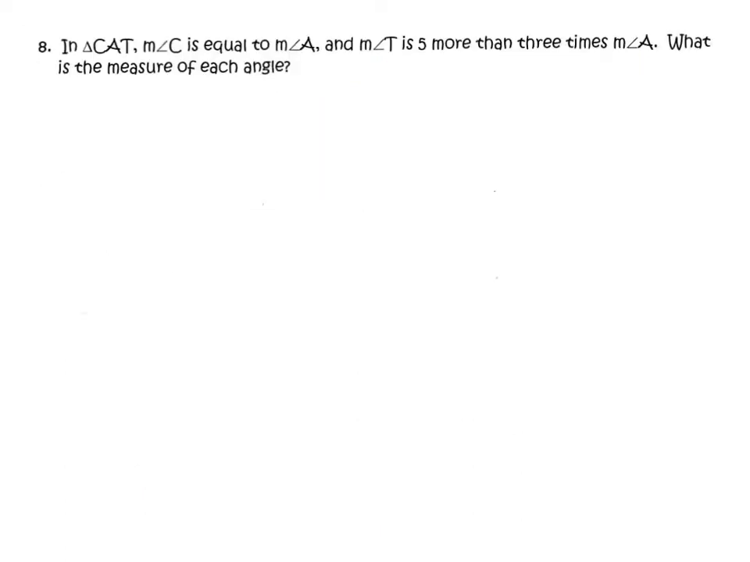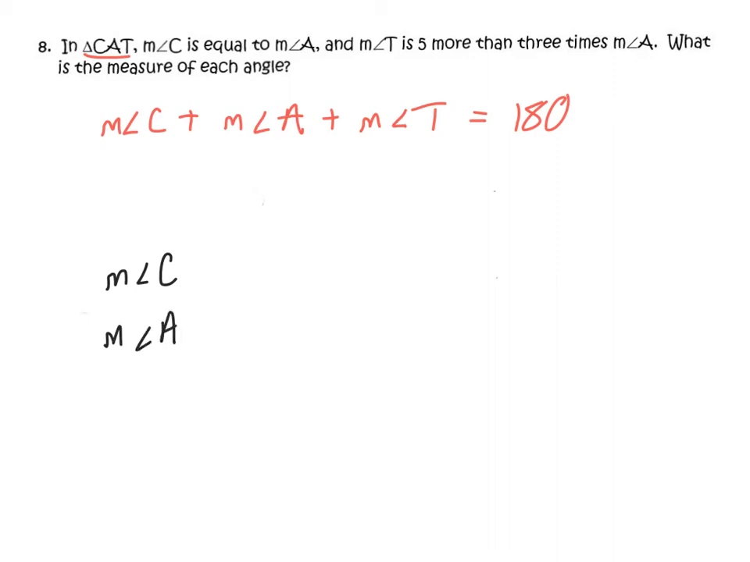For the next example, we're talking about triangle CAT. So let's jot down what we do know. So I know in triangle CAT, the measure of angle C plus the measure of angle A plus the measure of angle T is going to equal 180 degrees, because that's true for any triangle. So now let's think about each angle individually. So the measure of angle C, the measure of angle A, and the measure of angle T. Well, in this problem, they tell me that measure of angle C is equal to the measure of angle A. So these two are the same.